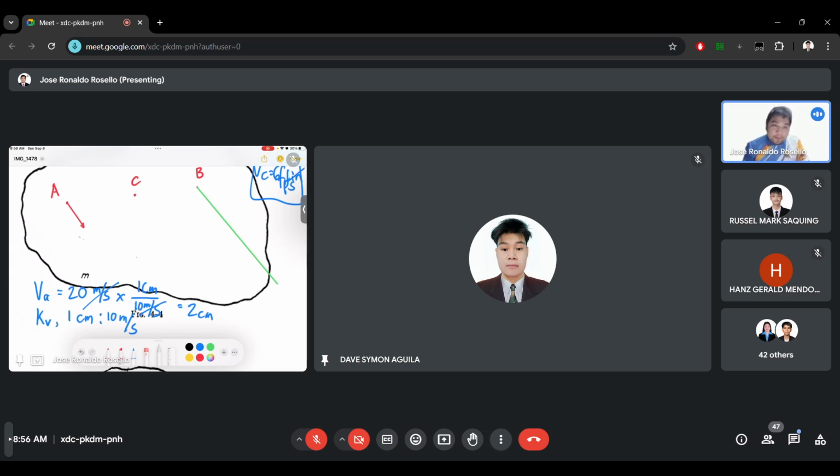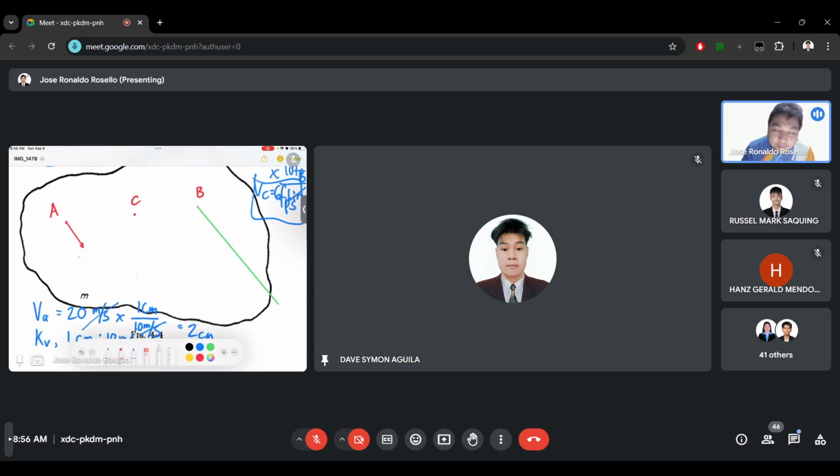Okay? Again, ito yung given. What is velocity A? As we define, given is velocity A. Ito yung direction niya. Then yung isa pang given is velocity B. Ganito yung direction niya. And ang tanong dito, determine velocity B and velocity C. So, ano yung velocity sa point B at velocity C? Ang given lang na direction is velocity B. So, how do we do this? Okay. So first, let's determine velocity B.